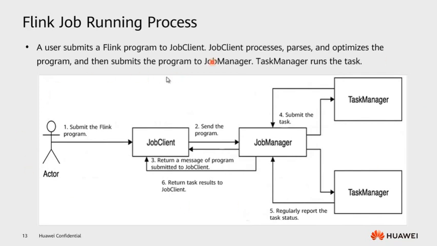In this flowchart, the user submits jobs into the client, and the client is just a bridge between users and job manager. It mainly receives, parses, and optimizes program execution plans and submits the plans to job manager. After receiving it, job manager returns a message of program submitted to job client, and meanwhile, it submits the tasks to task managers. And then, the task manager will regularly report the task status back to job manager, and then job manager returns the task results to job client and to all the users.